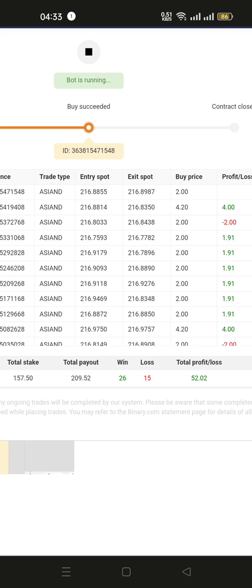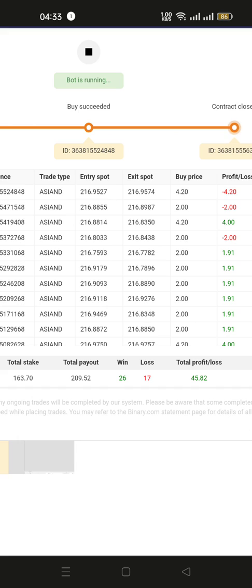So very early today, I decided to run one of my bots, and I'm comparing different strategies. I'm comparing Asians under and rise and fall. Now, the same bots can be used for different strategies. The only thing you need to know is how to maneuver.